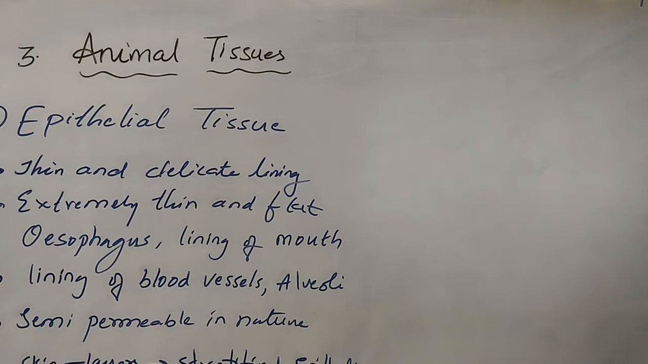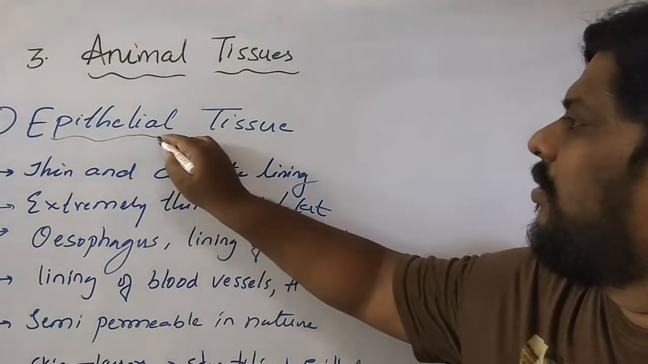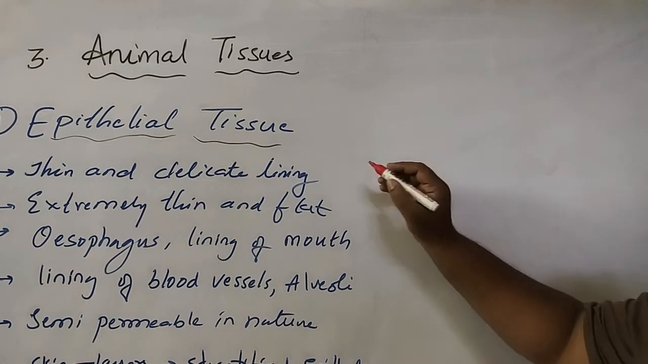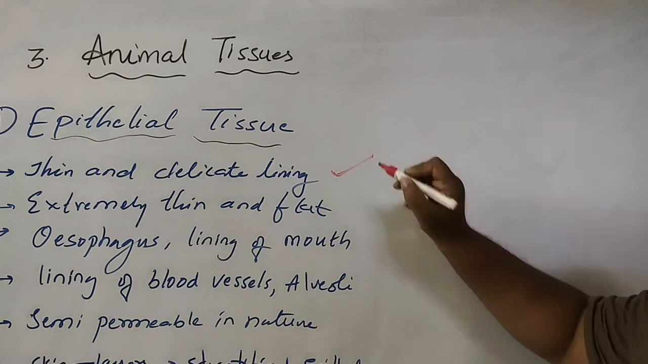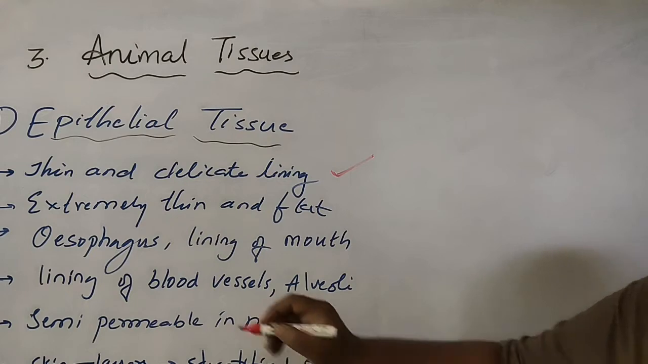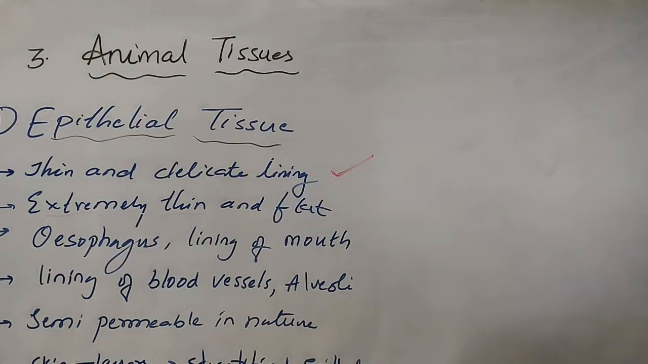Okay, children, first of all, we will read about the epithelial tissues, okay? In the epithelial tissue, the first point we are going to study is the tissues which are here. They form the thin and delicate lining of the organs. These tissues are very, very thin. They're extremely thin, you can say. And also they are absolutely flat.